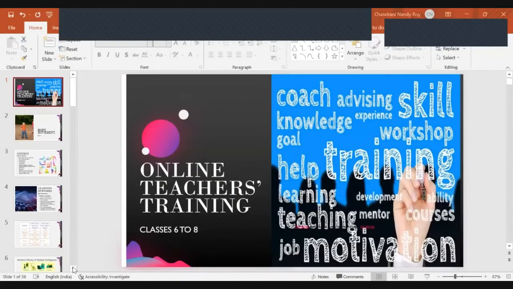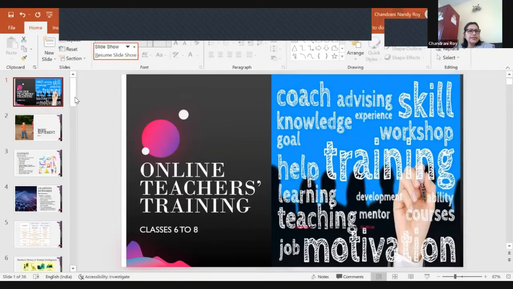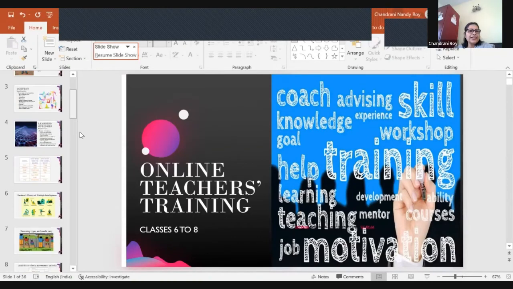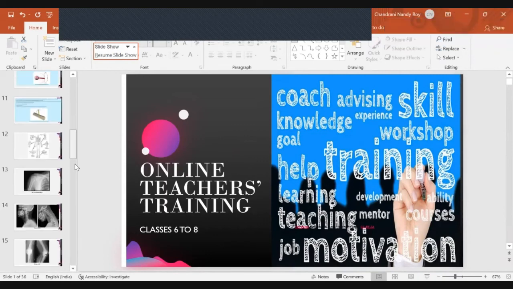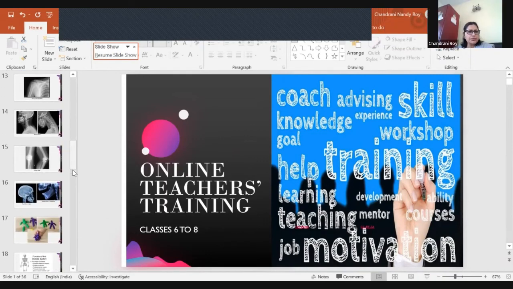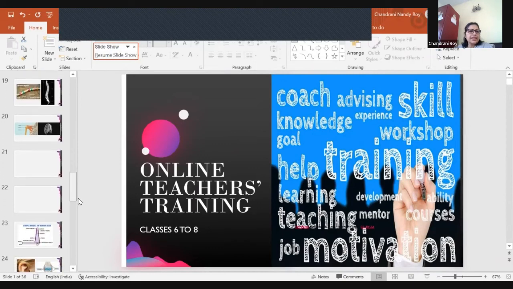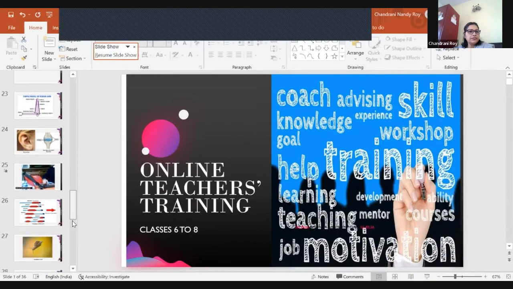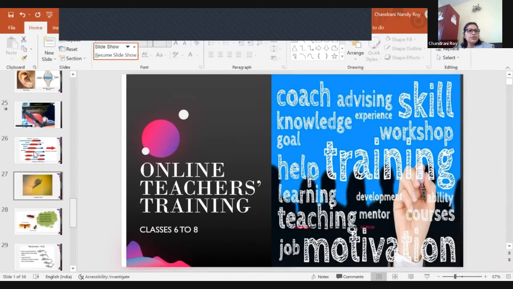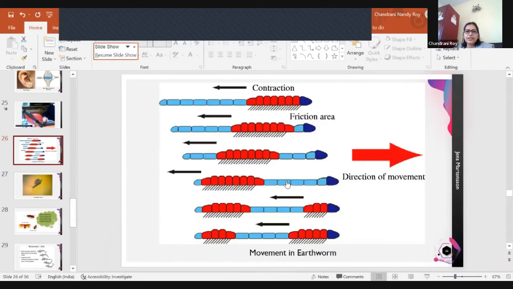So, some of you have already carried out this activity in school using balloons and PVC pipes, or even simple cardboard cylinders, we can use it. And then we go on to movement in earthworms.